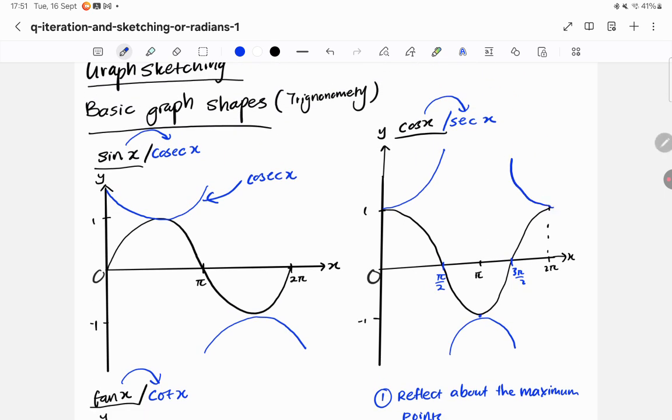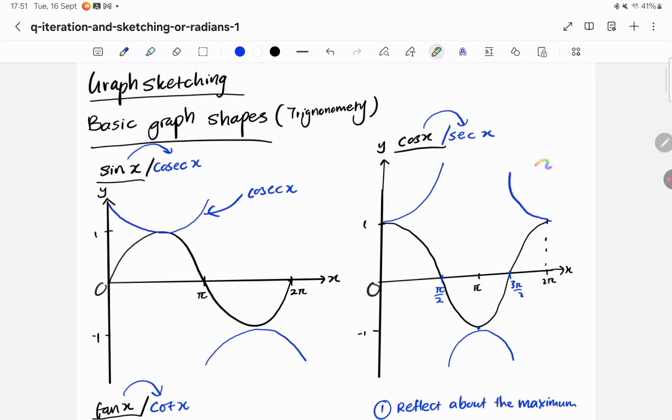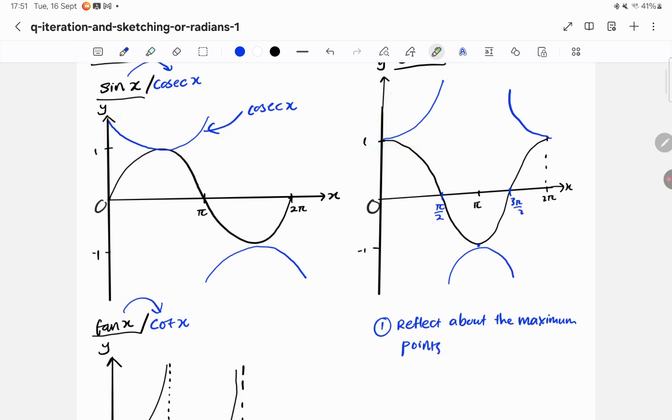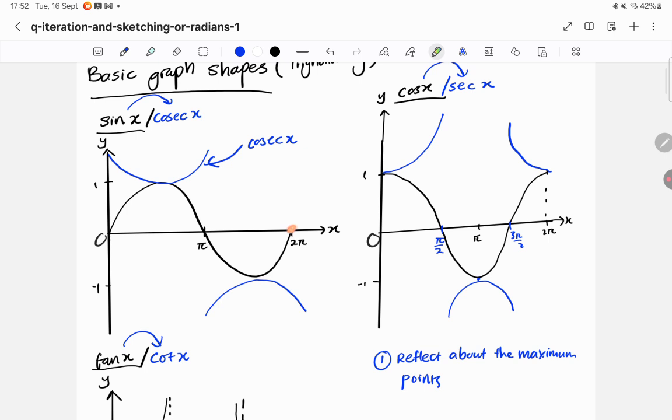In most CIE questions, they don't really expect a very accurate drawing though. They just want to see mainly if you get the shape right. Also, most questions will not ask you to draw until 2 pi. Most of them would stop at pi or pi over 2. So it's not that I don't want you to memorize the entire thing, it's just that you should make sure to know the shapes of your graphs until pi and pi over 2.